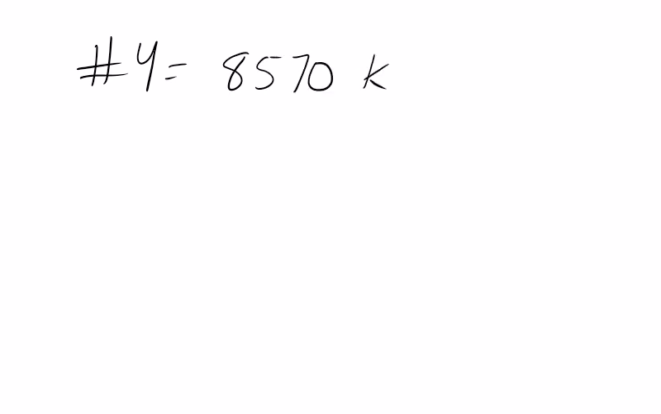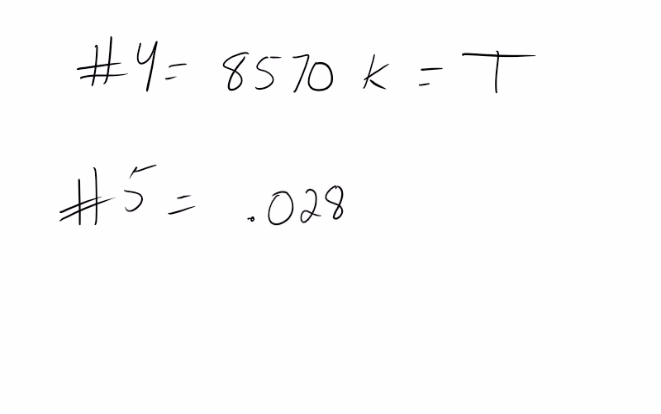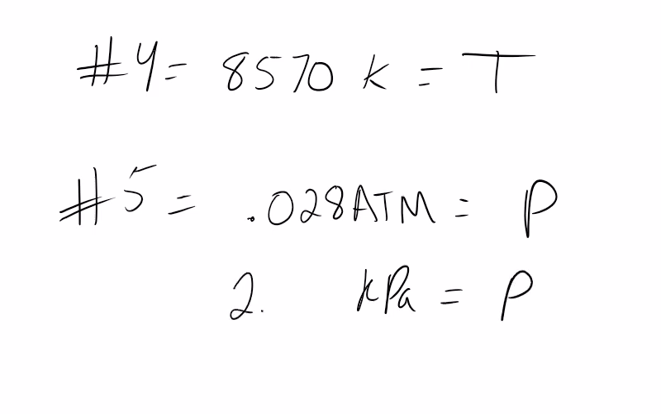Alright, so hopefully you've worked out 4 on your own. Number 4, the answer was 8,570 Kelvin. You should have been solving for T. And for number 5, the answer is 0.028 atmospheres, and you should have been solving for P. If you solved for kPa, you used the kPa constant, I believe the answer was 2.9. I think it was pretty close to that.